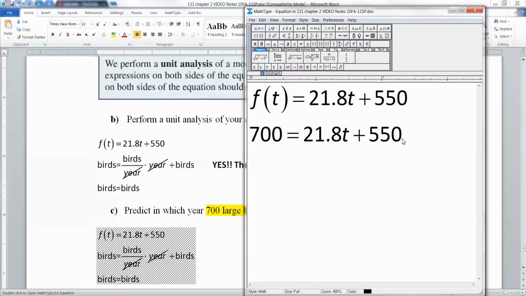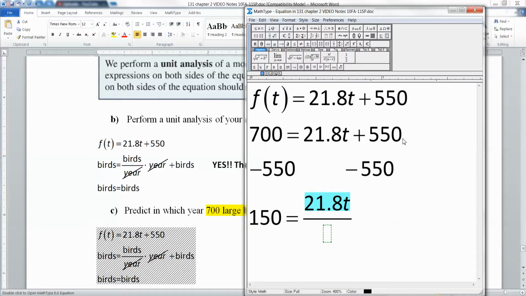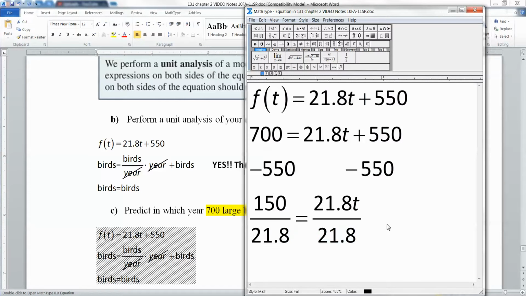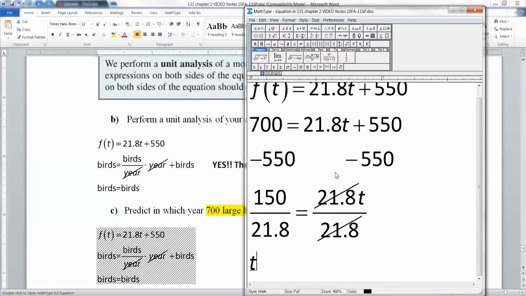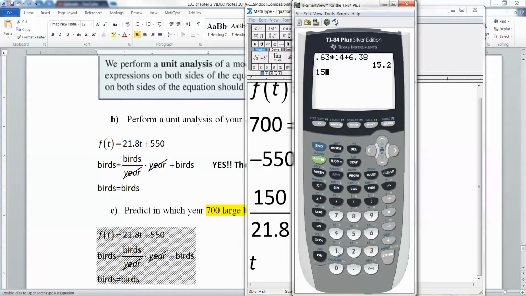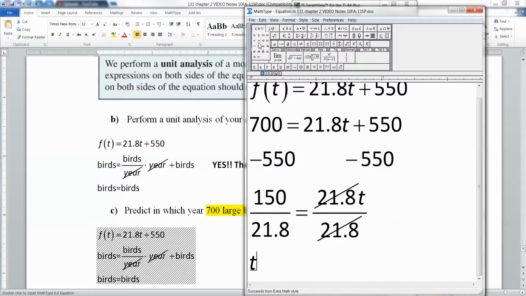So you want to get t by itself. The first thing you're going to do is subtract 550. Of course, if you do it to the left, do it to the right, keep things fair and balanced. So you're going to have 150 equals 21.8 t. Then you divide both sides by 21.8, because you just want t, you don't want 21.8. These are going to disappear because 21.8 over 21.8 makes it go away, and you're left with t is approximately 6 point something. Let me double check. I take 150 divided by 21.8, which is 6.88. It's approximate, so I'll give a little squiggly equals.